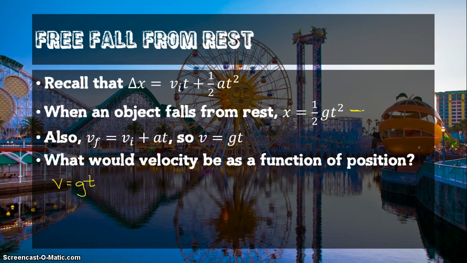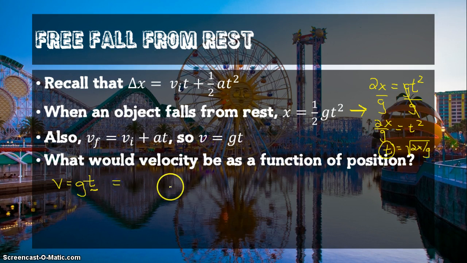So let's go ahead and solve this to get t by itself so we have it in terms of x. We know that 2x equals g t squared. Then let's divide g on both sides. So we get 2x over g equals t squared. So t is going to be the square root of 2x over g. So if we put this t into here, velocity is simply g times the square root of 2x over g.